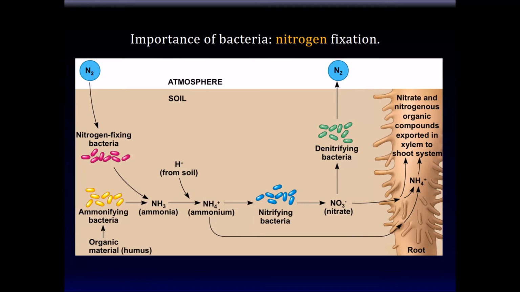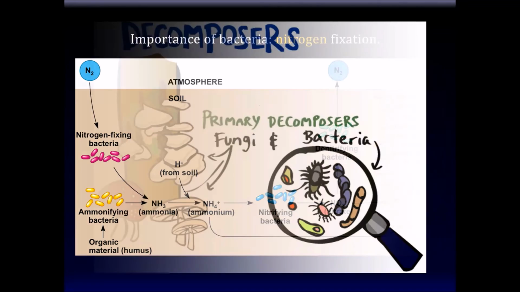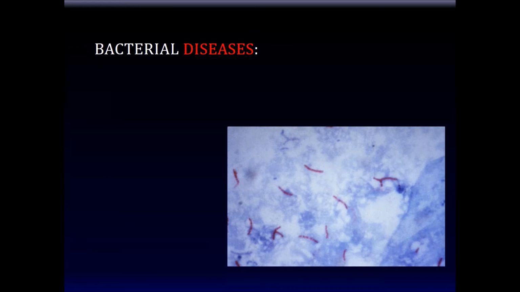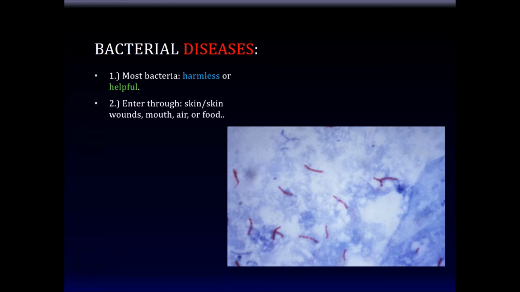Importance of bacteria, we talked about nitrogen fixation. That should be pretty clear to you guys. Bacteria, along with fungi, are major decomposers. Bacterial diseases we talked about, most of them harmless. They come through skin or wounds, or we eat them. Diseases occur because whatever's causing disease interferes with the normal functioning of that organ.